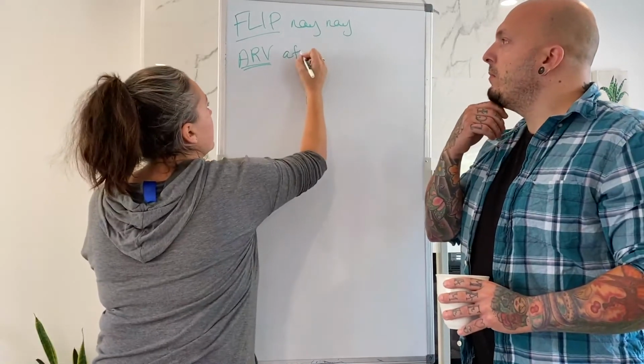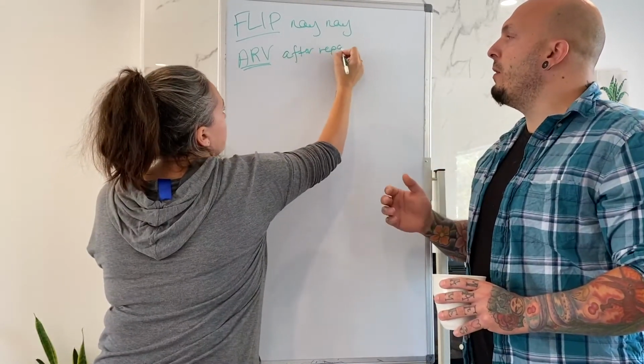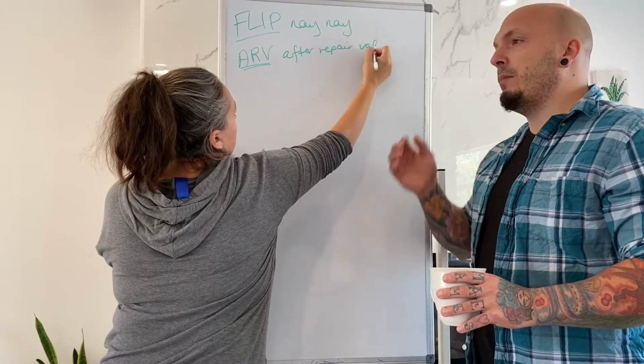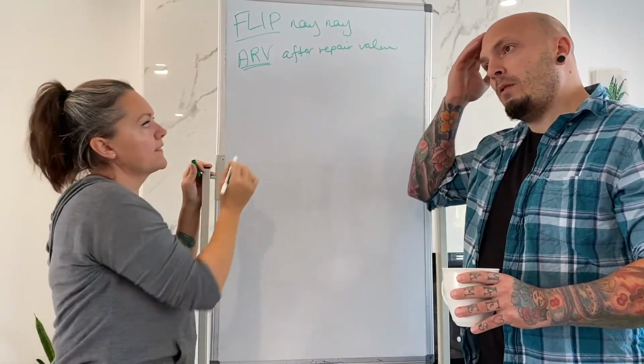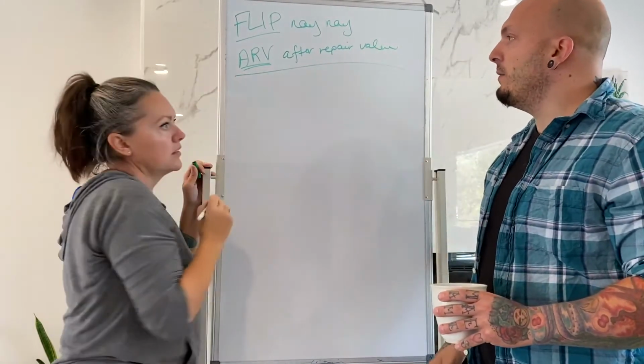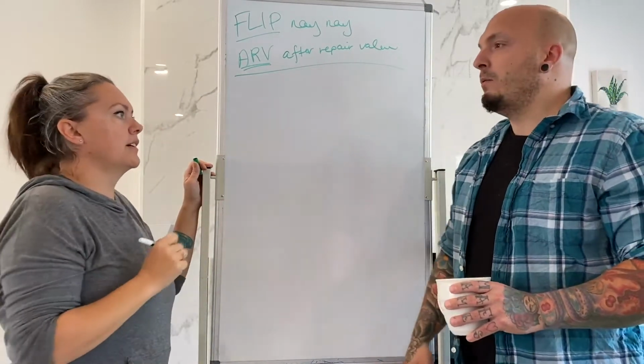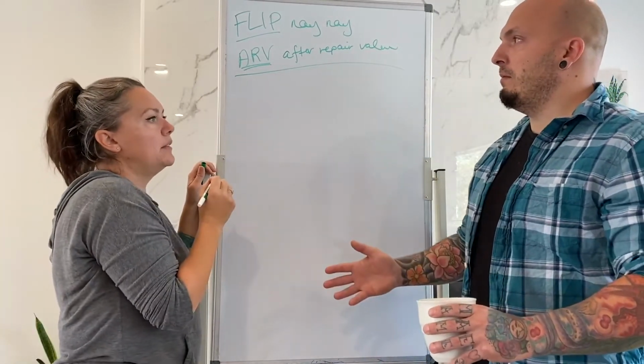So after you determine your ARV, you want to be conservative. You don't want to say, oh, this house sold for 700, so I'm going to sell for whatever. You just want to be realistic, and I would say conservative as well.